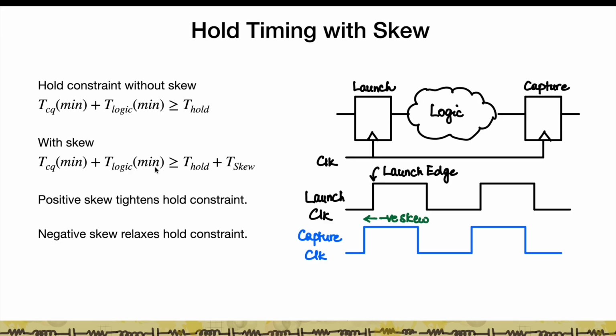The hold constraint with skew becomes TCQ min plus T logic min should be greater than T hold plus T skew. The skew appears on the right side here too. It makes the constraint harder to meet. This is the fundamental tension. Positive skew helps setup but hurts hold. You cannot have it both ways. Every time you use skew to fix a setup violation, you must verify you haven't created a hold violation somewhere else.